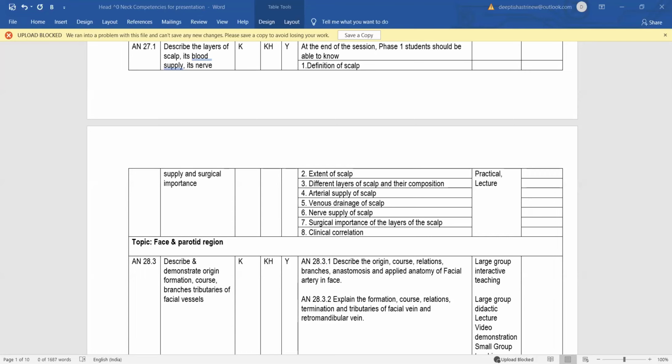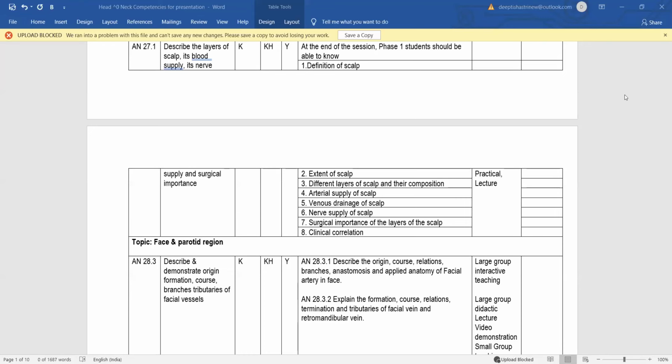Dr. Saujanya, I think you can modify it. It should be "should be able to", and then "know" should not come in the stem. Define scalp, and then mention the extent of the scalp. Describe the different layers of scalp and their composition. Because the 3rd, 7th, and 8th SLOs need a much higher level of proficiency, like discuss or explain, I think it is better to use a verb separately for each SLO. That is what I feel, ma'am.